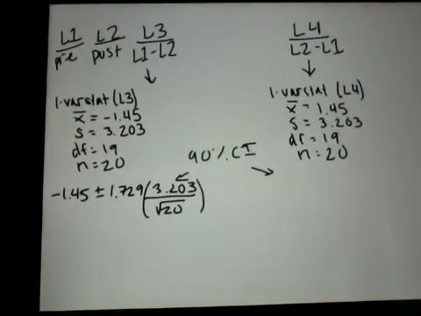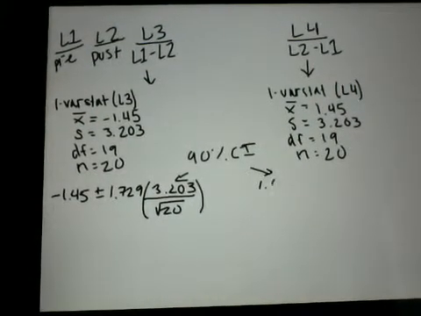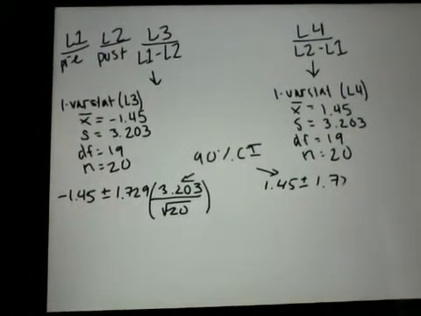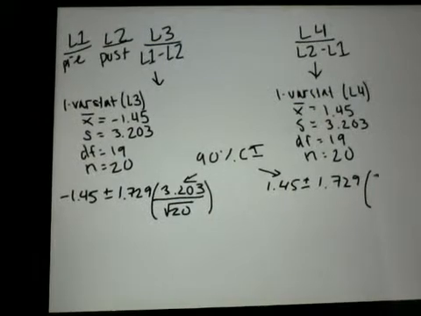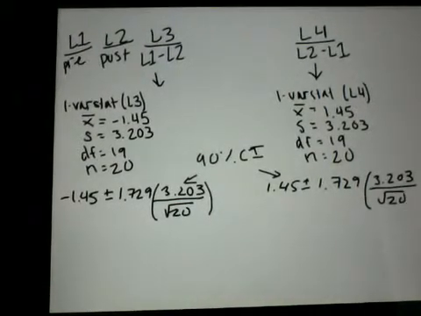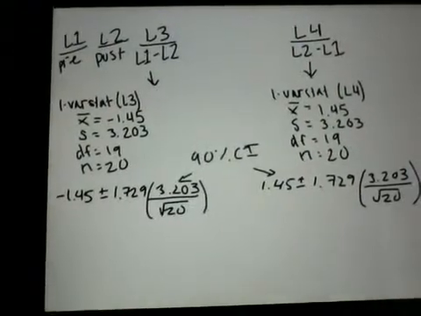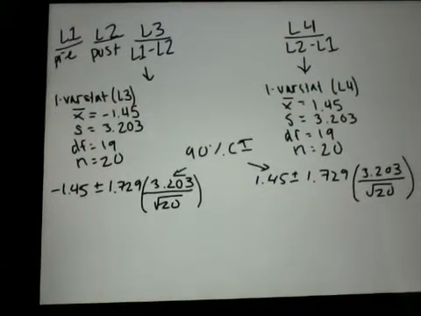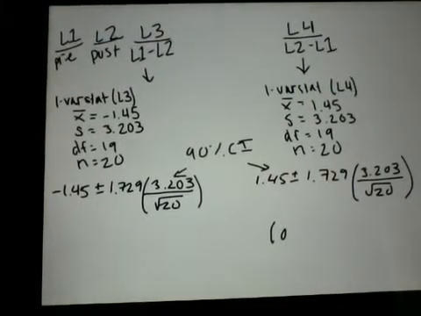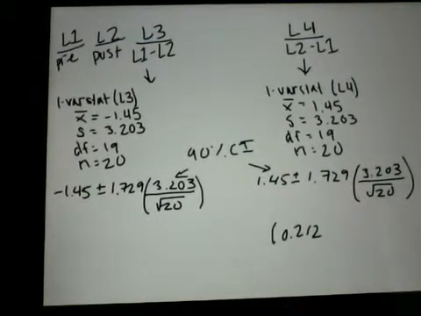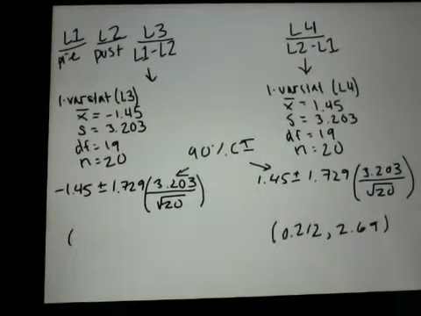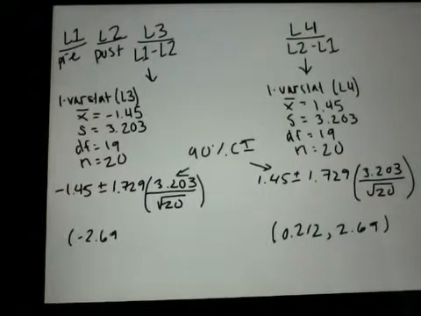Now I would do the same thing with this other data, except it would be a positive 1.45 plus or minus 1.729 times, once again, the standard deviation over square root of 20. So what you're going to notice is when you do this, you're going to get the same interval, except it's going to be opposite signs. So there you go.